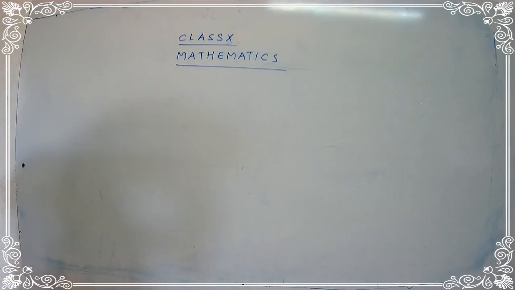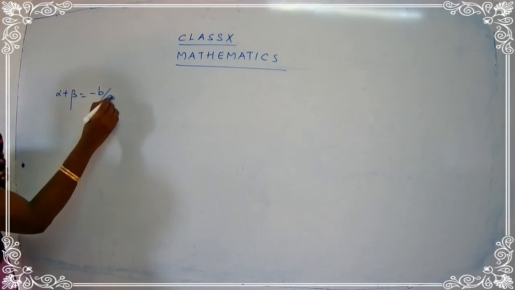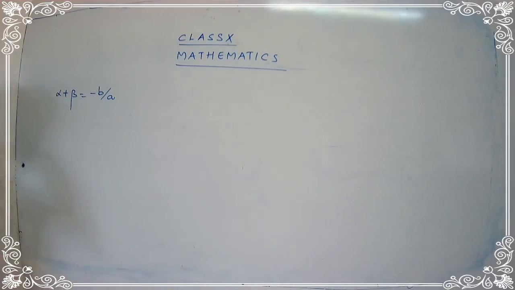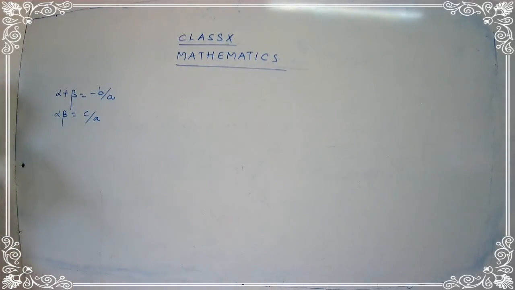What was the first formula that we studied? Yes, it was alpha plus beta. Alpha plus beta is equal to minus b upon a. What is the formula for alpha beta? The formula for alpha beta is equal to c upon a. Remember the formulas? Alpha plus beta is minus b upon a, and alpha beta is c upon a. Okay, now let's go for the next formula.